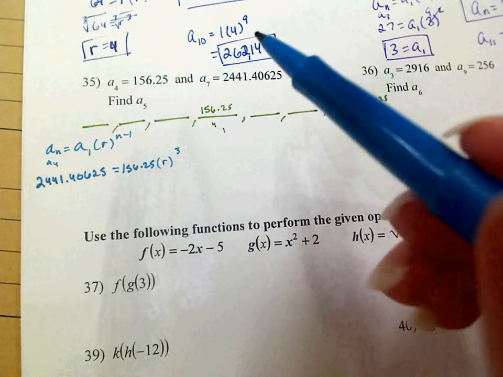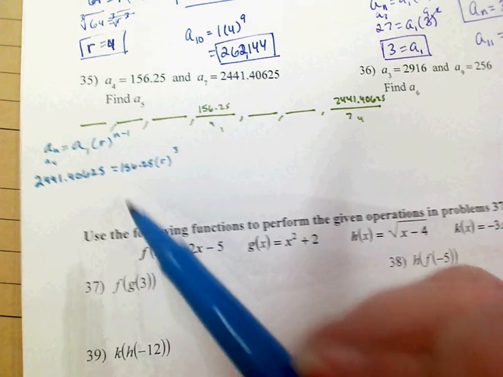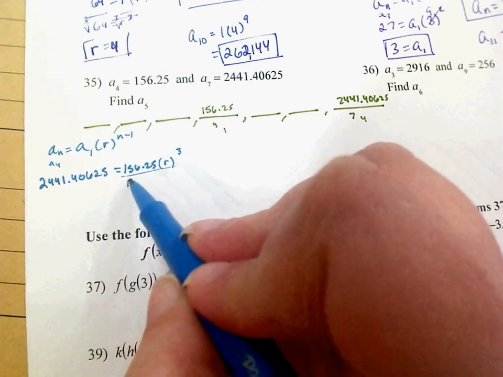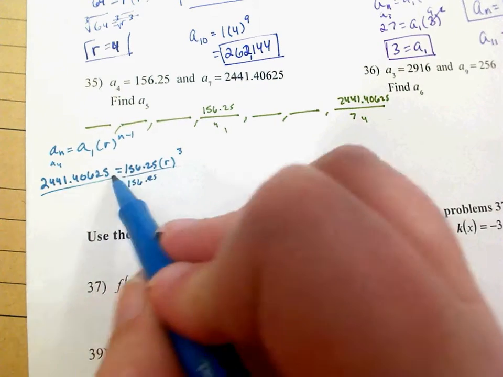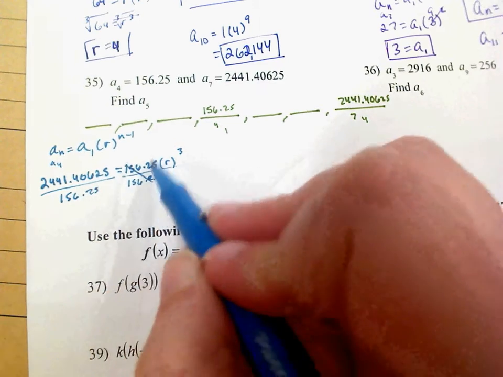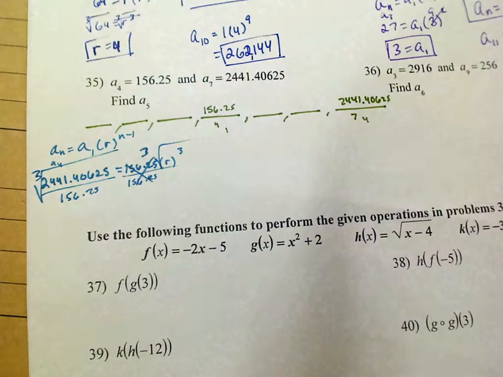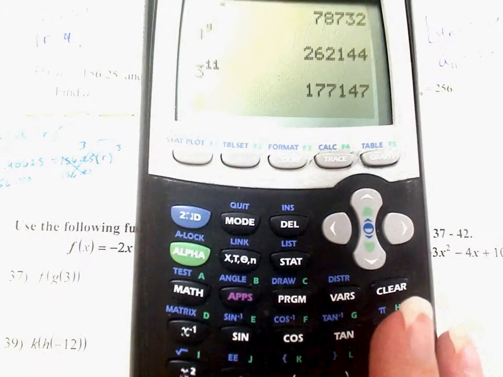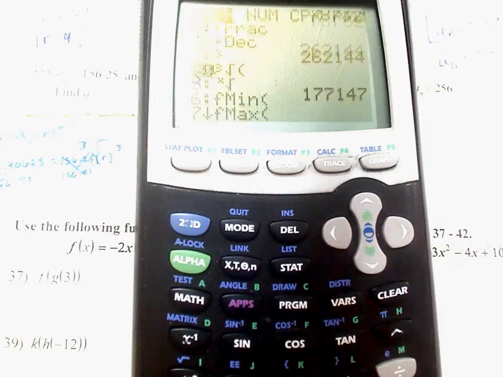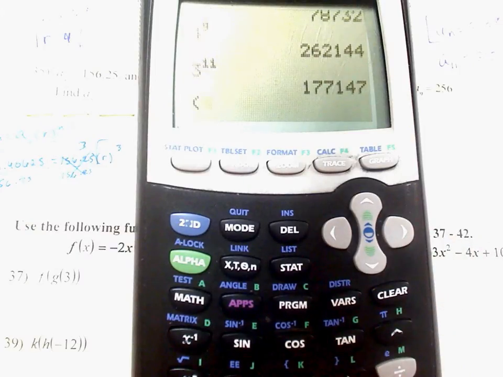Now, if I want to solve for this, then I'm going to divide by 156.25, and then take the cubed root. The cubed root is under math if you want to just go straight to a cubed root of something, or you can just say all of this raised to the 1/3 power. So 2441.40625 divided by 156.25 raised to the 1/3 power, and I'm left with 2.5. So I know that my common ratio is 2.5.